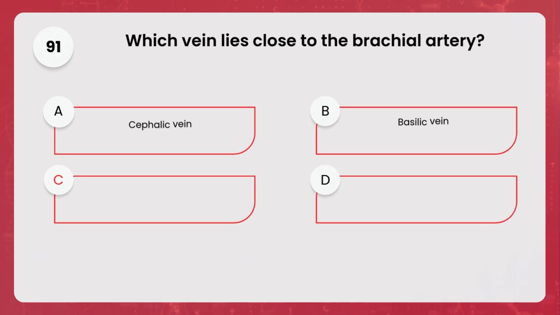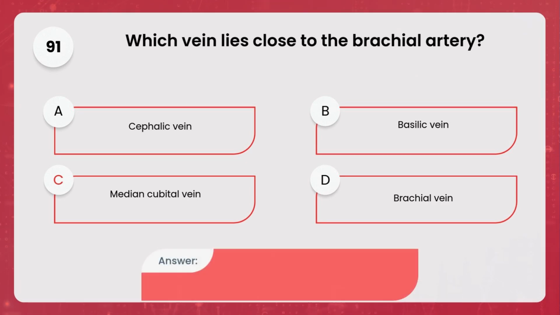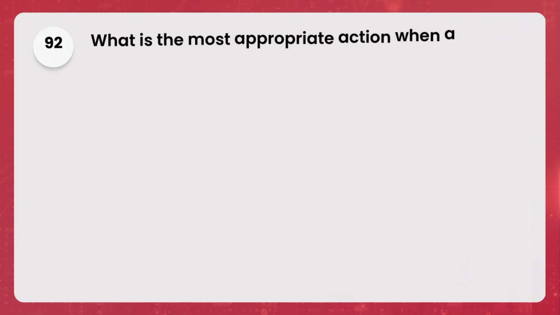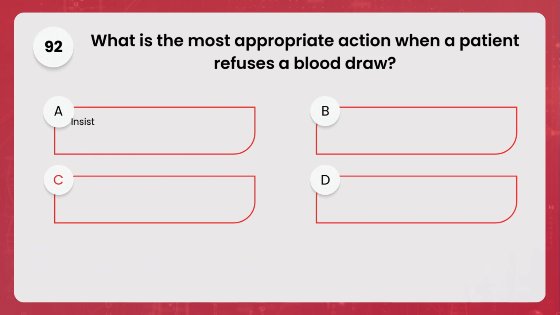Number 91. Which vein lies close to the brachial artery? A. Cephalic vein. B. Basilic vein. C. Median cubital vein. Or D. Brachial vein? The answer is B. Basilic vein.